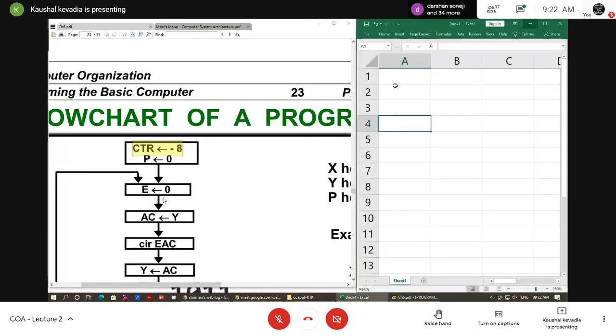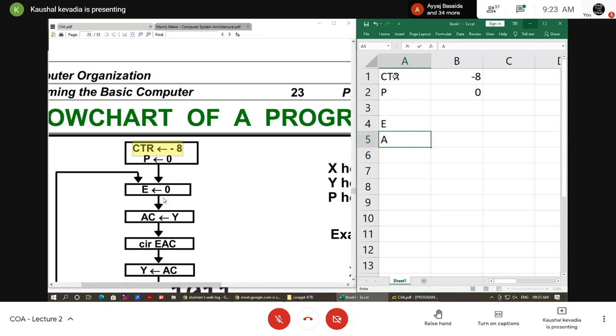Let me mention those numbers in my registers. So let me take one variable, CTR equal to -8, then the partial product P is there. Okay, P is initially 0. Then registers are there. We have two registers, E and AC.